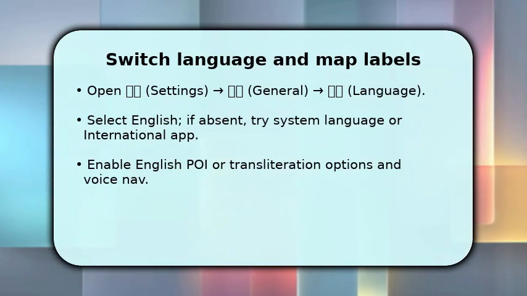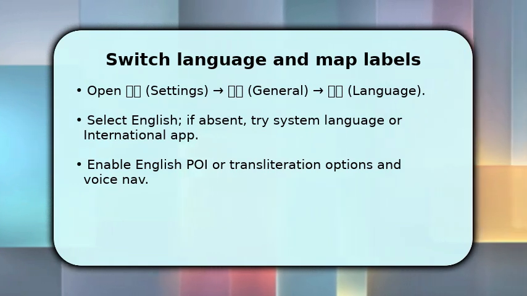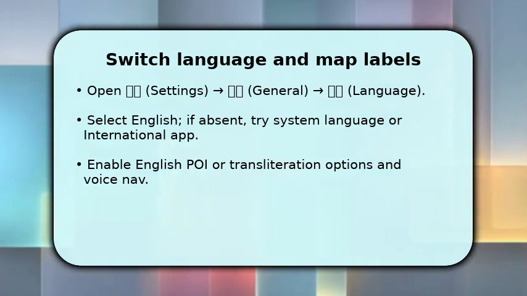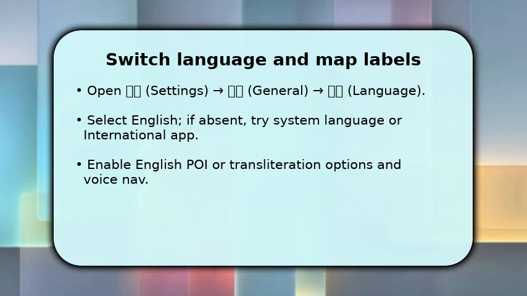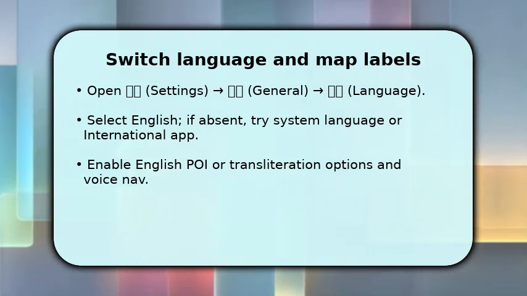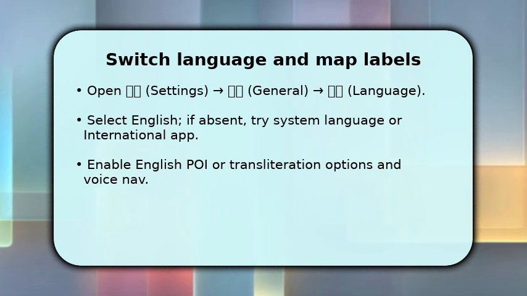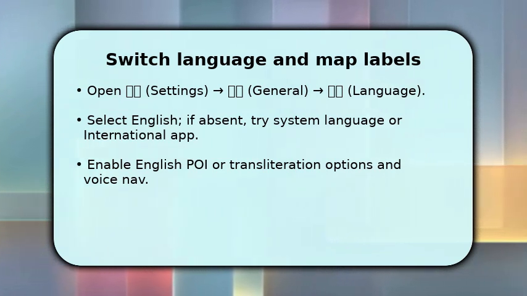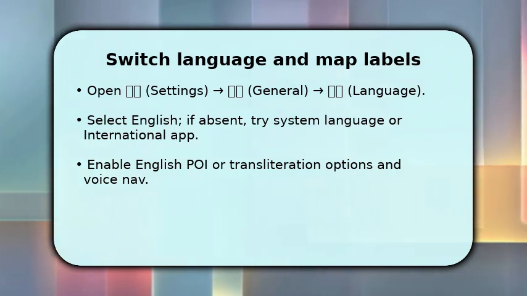Once in settings, go to General and look for language. Tap the Chinese letter, and select English if available. If the option is missing, change your phone's system language to English or install the Baidu Maps International APK. These methods force English UI and labels.